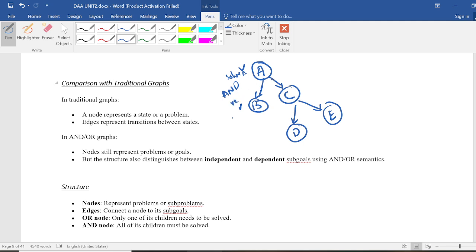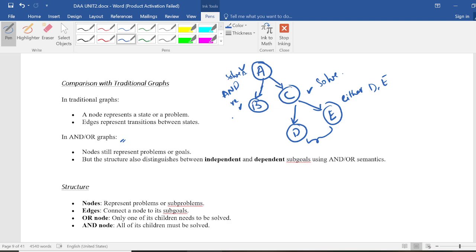Whereas to solve C here, we can solve any one of the child nodes. To solve C, we can solve either D or E. This is the and or graph.